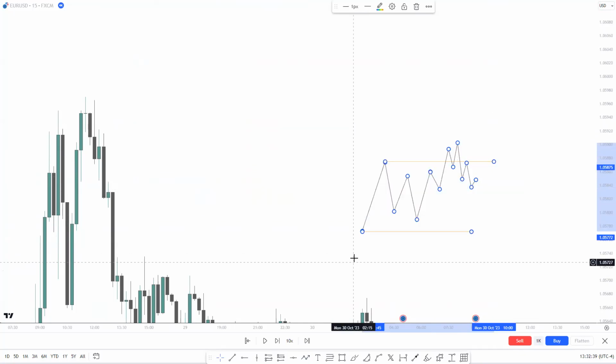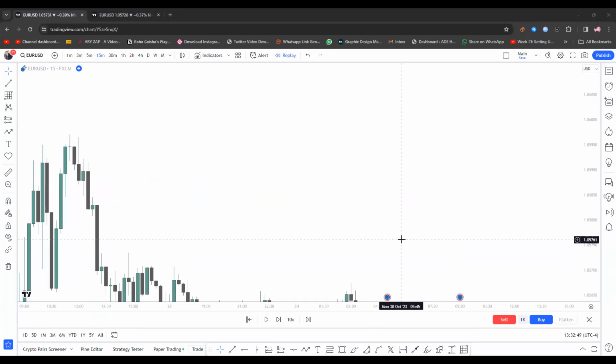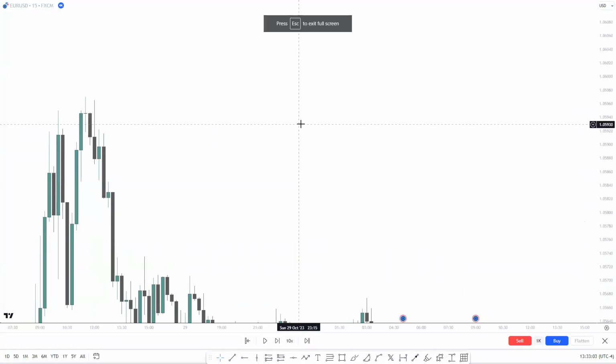But I don't recommend doing that. It's not as high probable as if it takes out the high after the London session starts. So just don't enter there. I would recommend to trade only when the market takes out the high or low after 2 a.m.